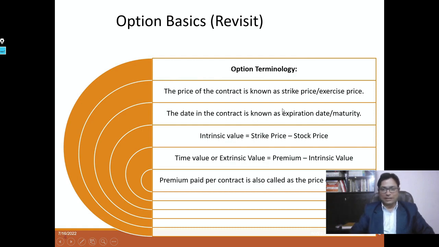As we have already visited this terminology, we are visiting it once again. The price of the contract is known as the strike price or exercise price, which is very important to know. Then we have to know the date of the contract, that is when it is going to expire, called the expiration date or maturity. Intrinsic value is nothing but the strike price minus the stock price, and extrinsic value is what we get if we deduct intrinsic value from the premium of the call option. The premium paid per contract is also called the price of the option or the premium. Both are the same thing.